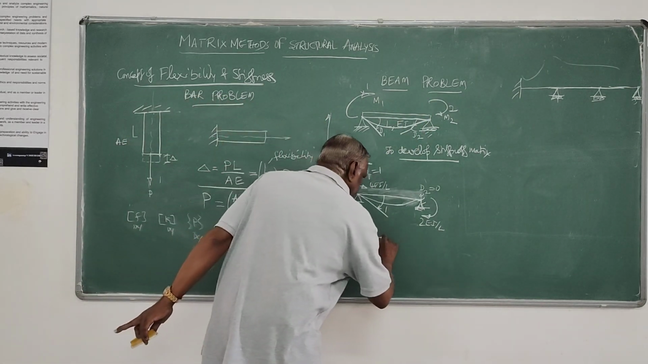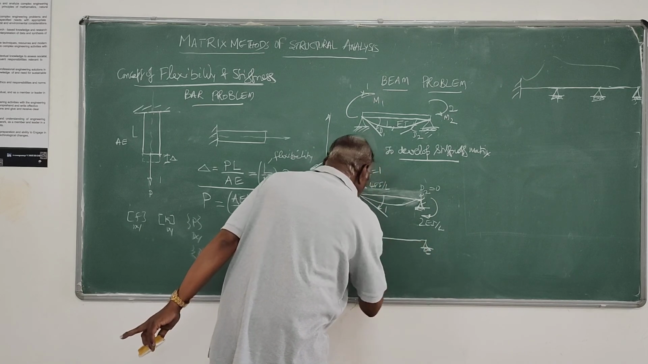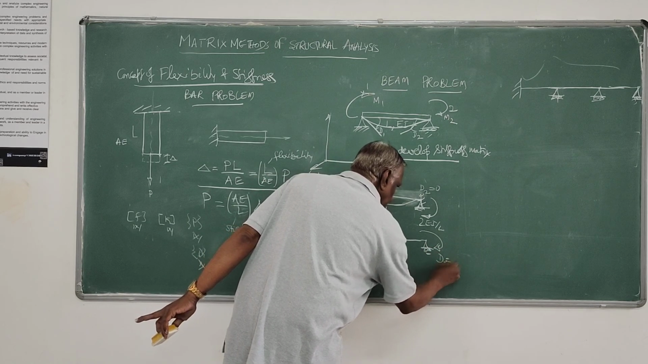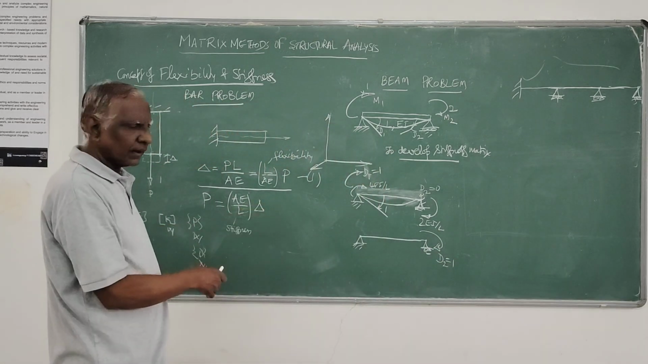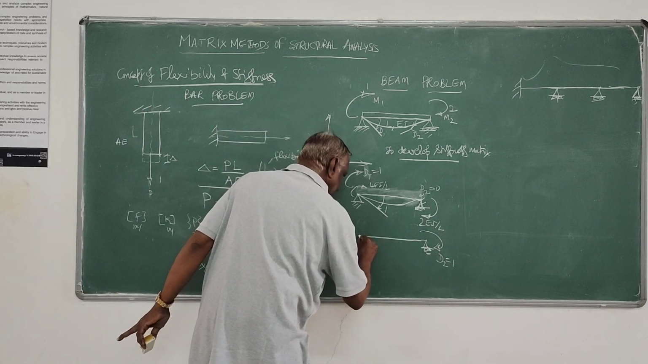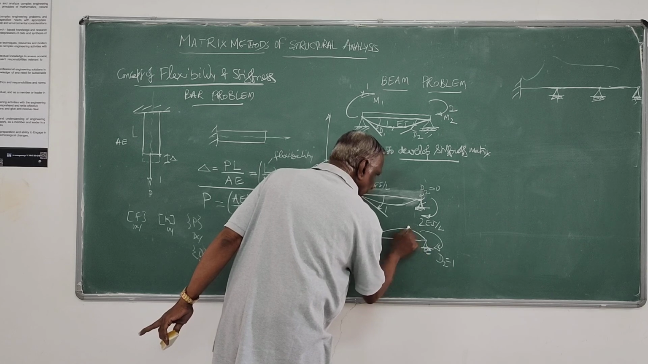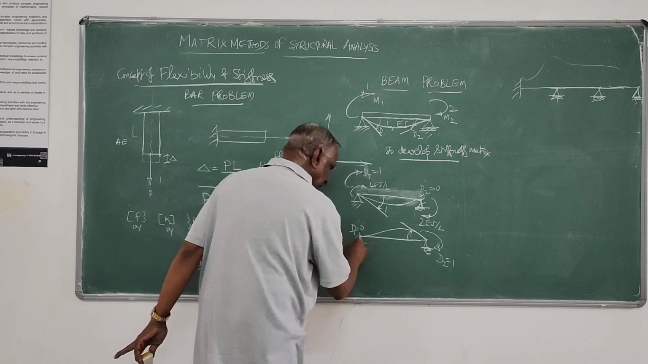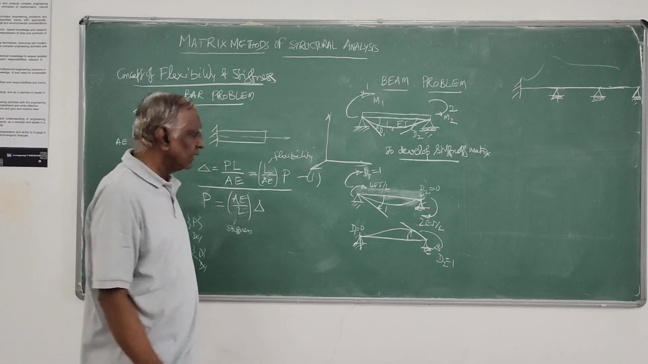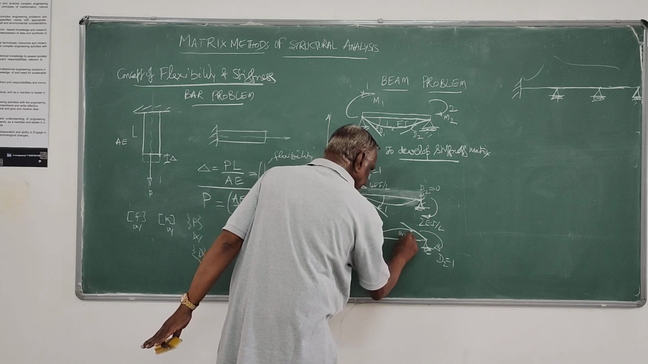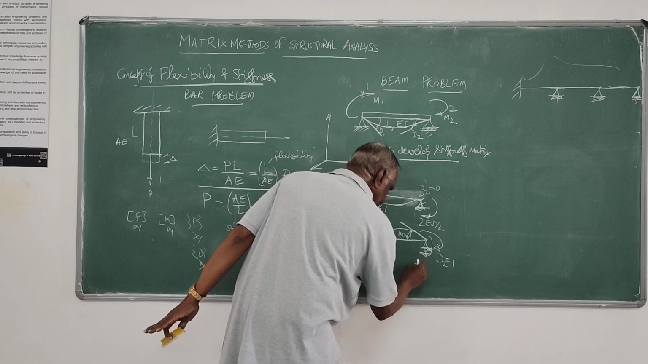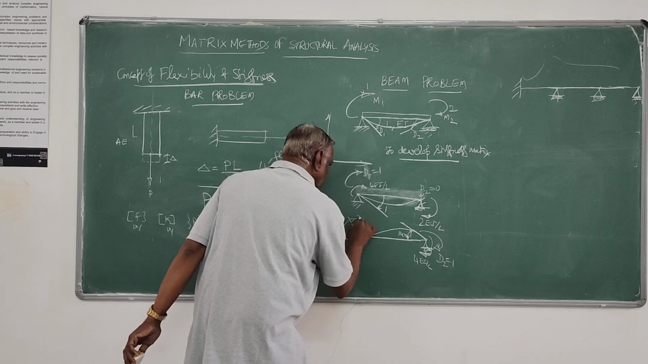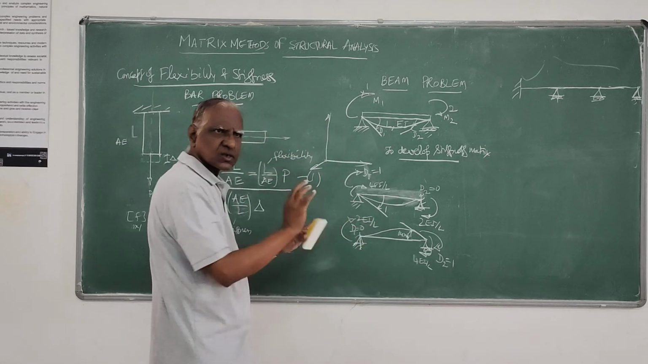So next I will apply independently a unit displacement due to d2. d2 is equal to 1. I will apply it, of course in the clockwise direction, and here I don't apply any displacement. That means I fix it notionally. So here, due to this unit displacement, the force developed here is nothing but 4EI by L. Here it will be 2EI by L. So this you have already derived.